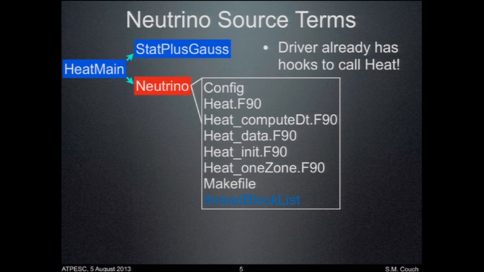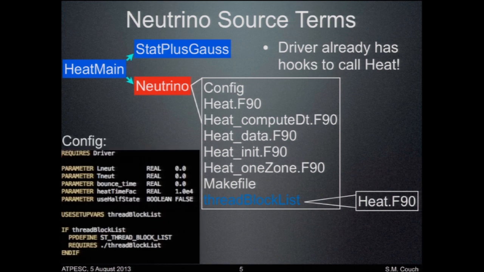One little thing here, there is this thread block list subdirectory, which again, it's lowercase, so this is just an organizational tool. This contains an alternate implementation of our heat.f90, which has a different threading approach than the one that's under Neutrino directory main straight away.